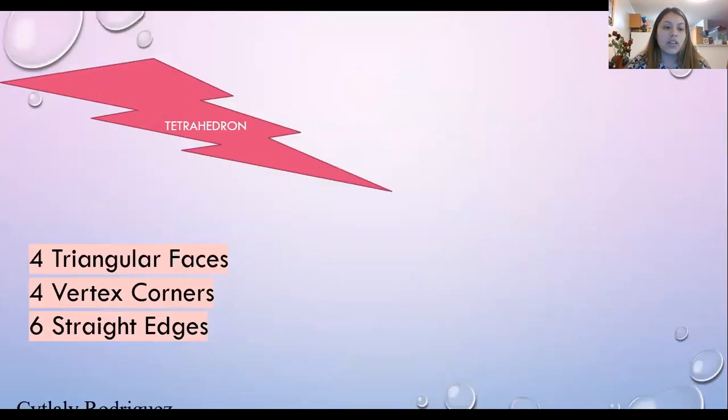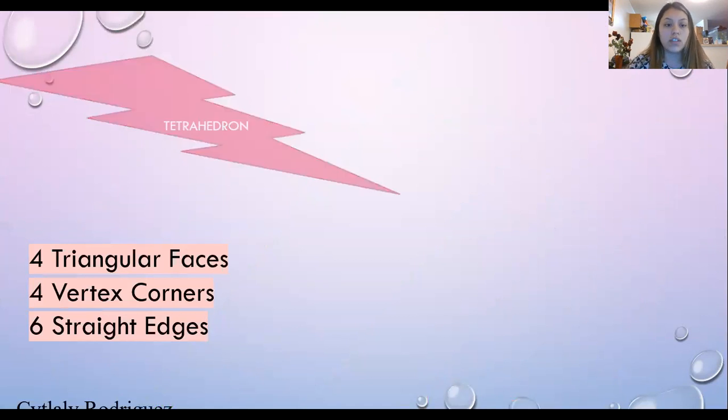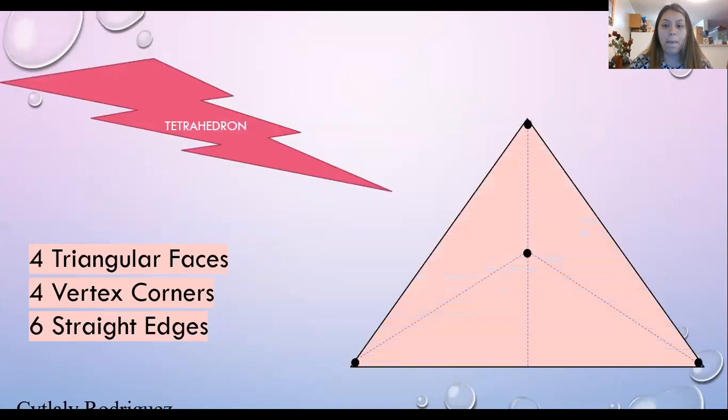A tetrahedron has 4 triangle faces, 4 vertex corners, and straight edges. So here are the 4 triangle faces: 1, 2, 3, 4. The 4 vertex corners, which is where the black dots are at: 1, 2, 3, 4. And 6 straight edges: 1, 2, 3, 4, 5, 6.